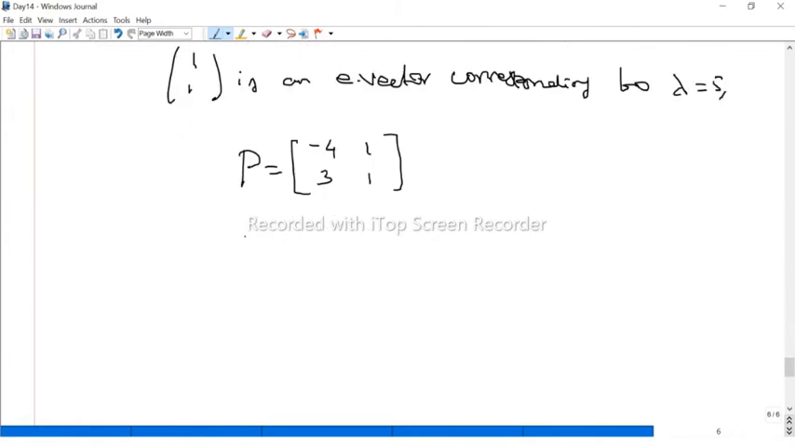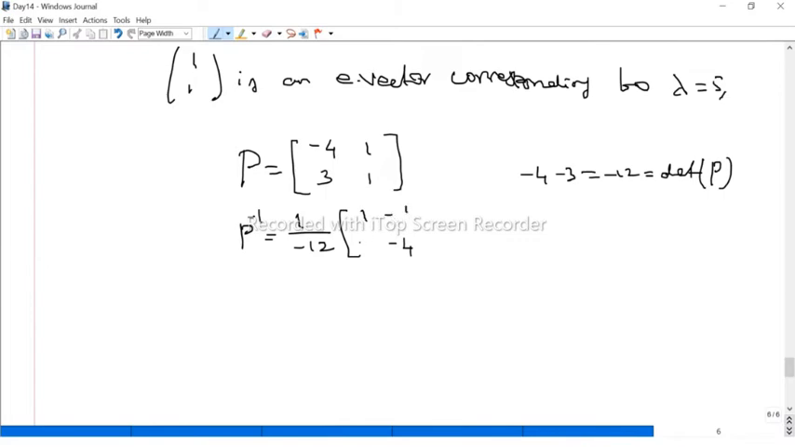Now what is P inverse? For a 2 by 2 matrix, what is the determinant? The determinant of P is minus 4 minus 3, which is minus 12. So what is the formula for P inverse? 1 by determinant into adjoint. The adjoint is nothing but you interchange the diagonal entries. This is 1 and this is 4, minus 4, and we have to put a minus here, right?